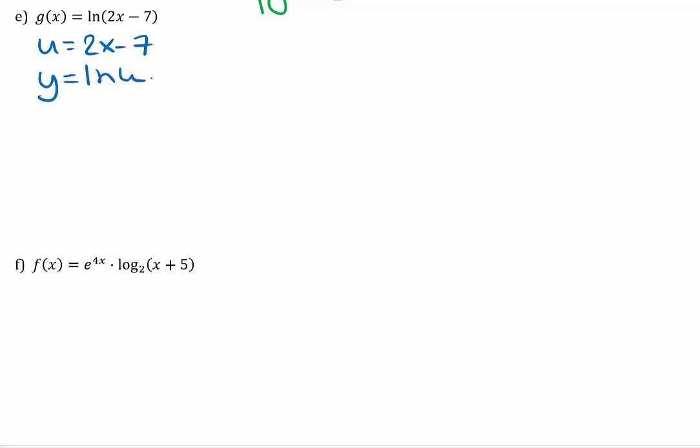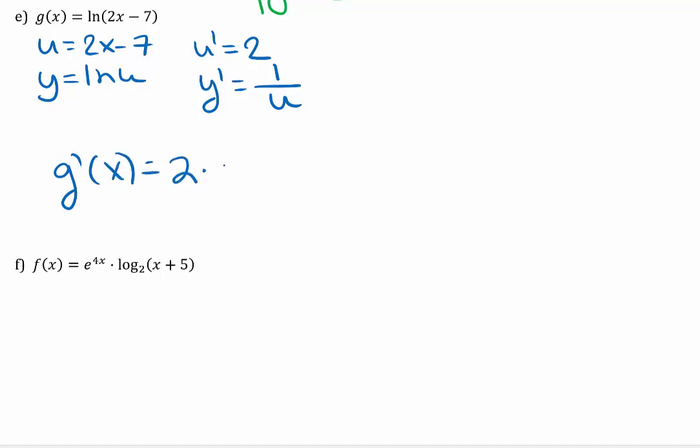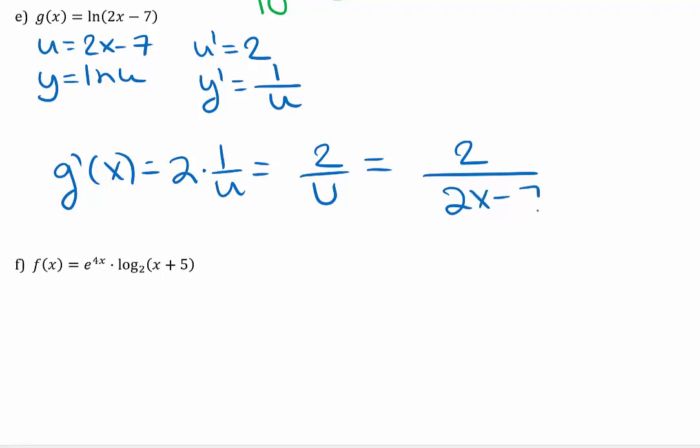as ln u. The derivative of 2x minus 7 is 2, and the new rule that we just learned, derivative of ln u would be 1 over u. And so the chain rule says the derivative of this function is u prime times y prime, or 2 over u. And if I write this with x's, I replace that u with the 2x minus 7, and there's my final answer, 2 over 2x minus 7.